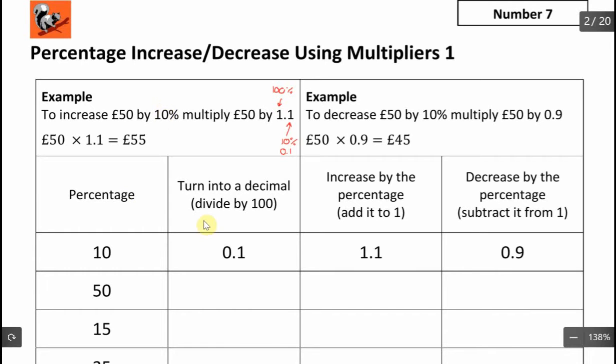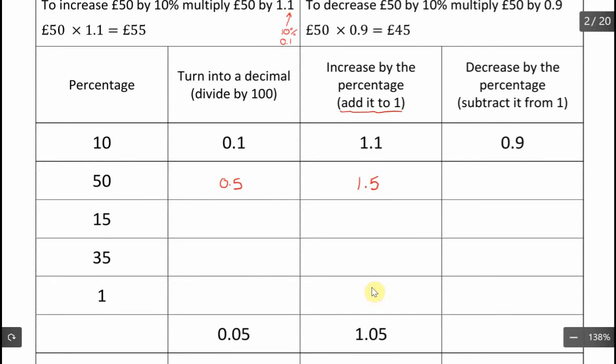So the method is to turn the percentage into a decimal first. 50% as a decimal is 0.5. If we want to increase by 50%, we add that 0.5 to 1, so that would give us 1.5. To increase by 50%, we would times by 1.5. To decrease by 50%, we would take this 0.5 away from 1, and that would give us 0.5 again. So to decrease by 50%, we would times by 0.5.